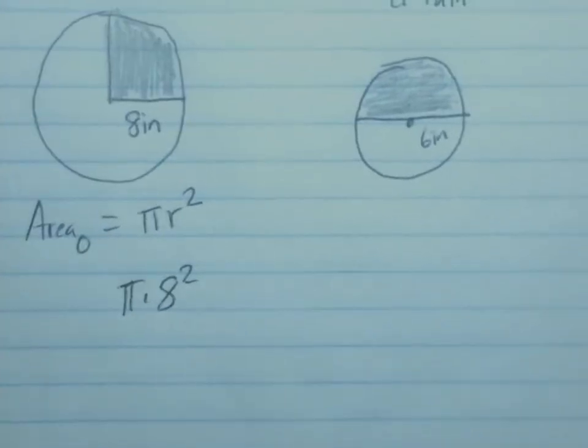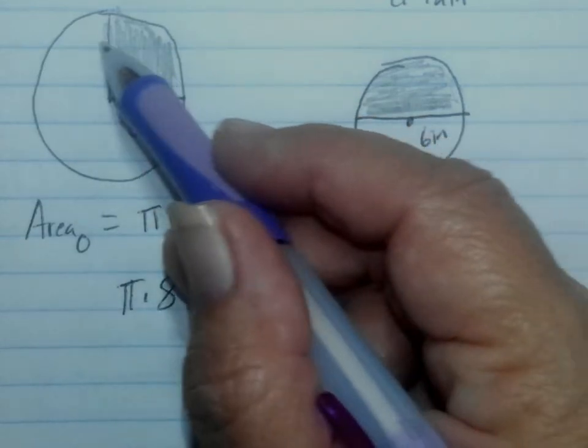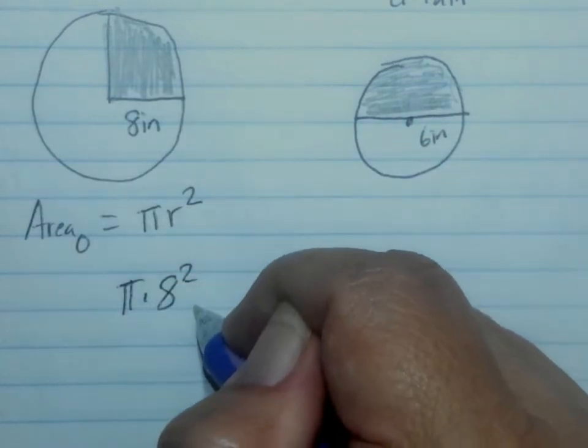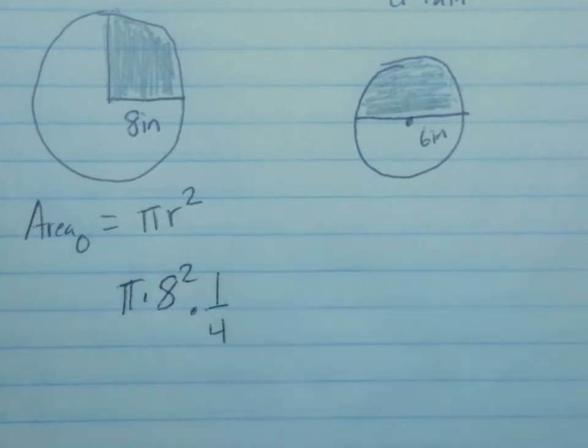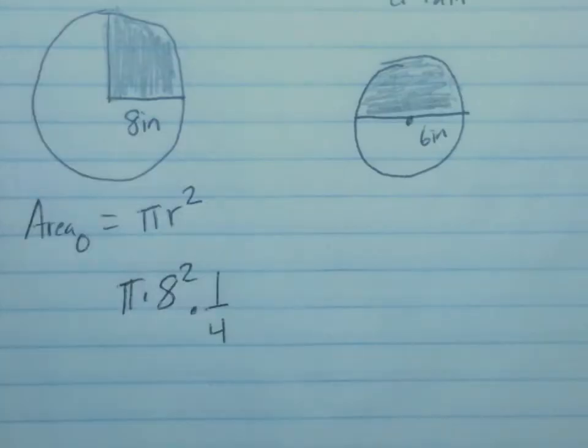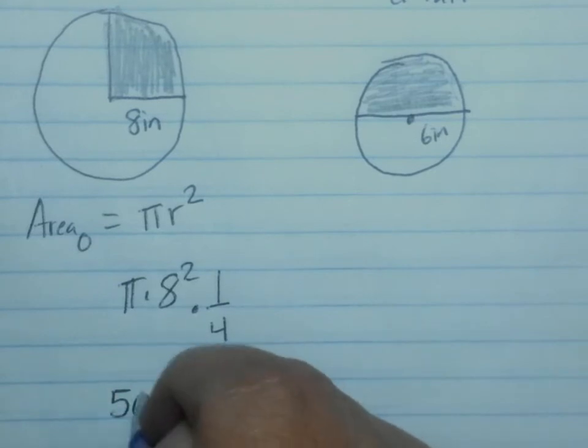But Rachel didn't eat the whole pizza. How would we figure out the area of the part that Rachel ate? What fraction of the pizza did she eat? A fourth. So couldn't we take the whole pizza and times it by a fourth? And that would tell us how much she ate? Does that make sense to you? Alright, so let's do that. We'd have 64 pi times 1/4. 50.27 square inches worth of pizza.